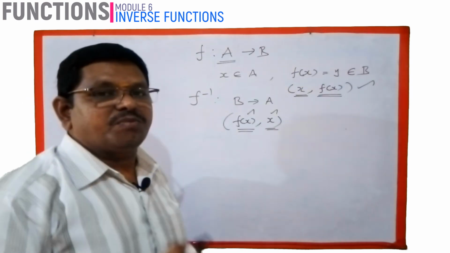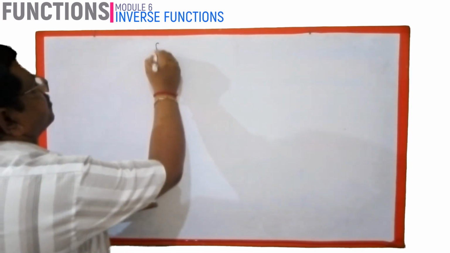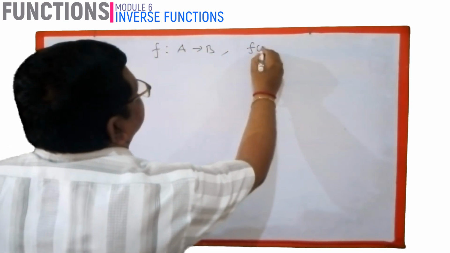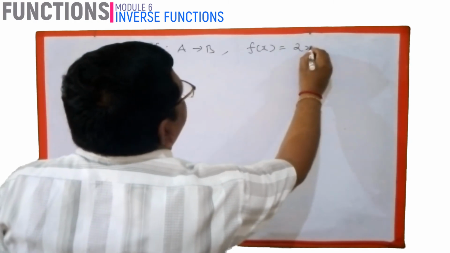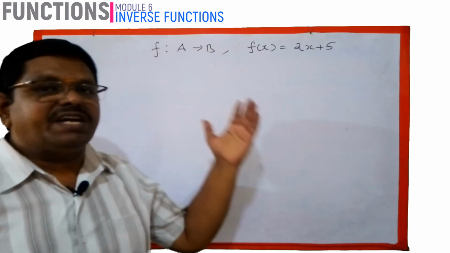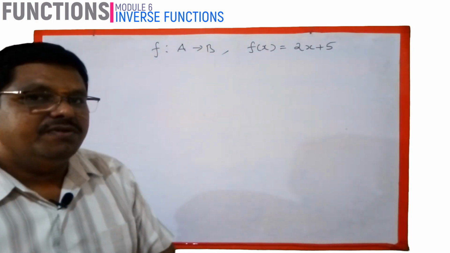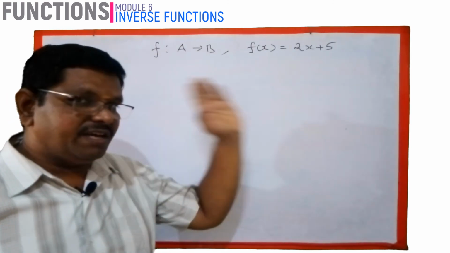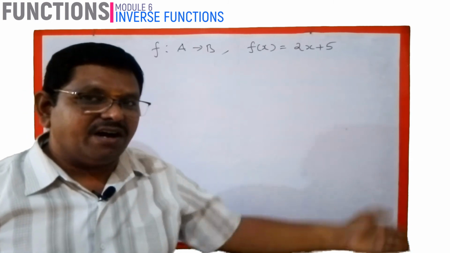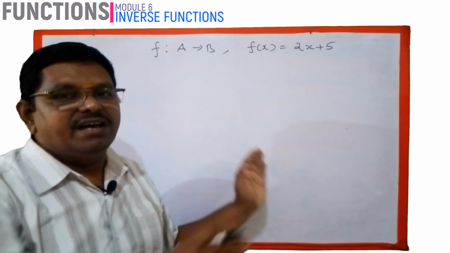Now let us take one problem and solve it. Let f from A to B be defined as f of x is equal to 2x plus 5. Whether we can find f inverse or not, this is the question asked to us. What to do? First we have to check whether the function f is one-one, and then we have to check whether it is onto, then we have to confirm whether the function is bijective or not.